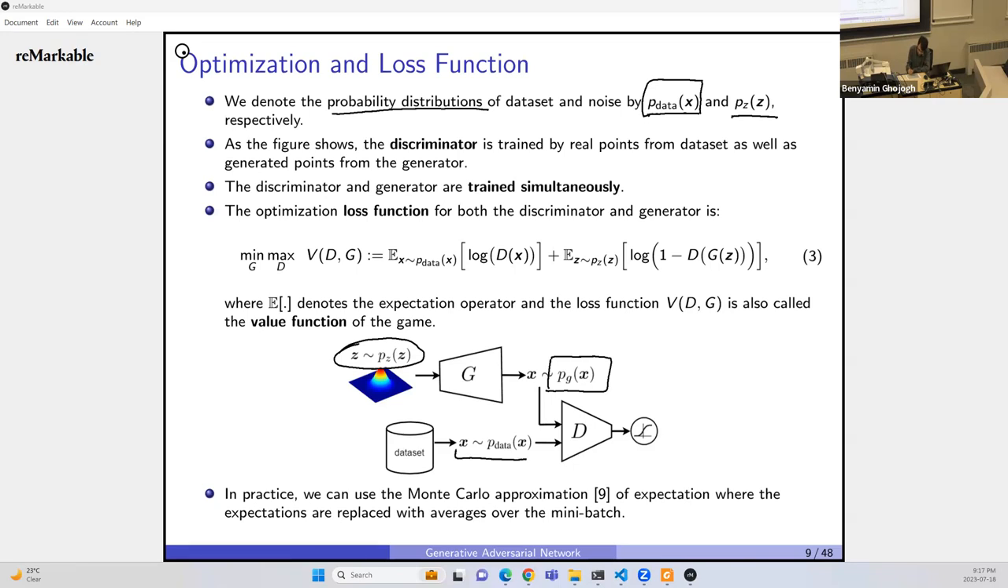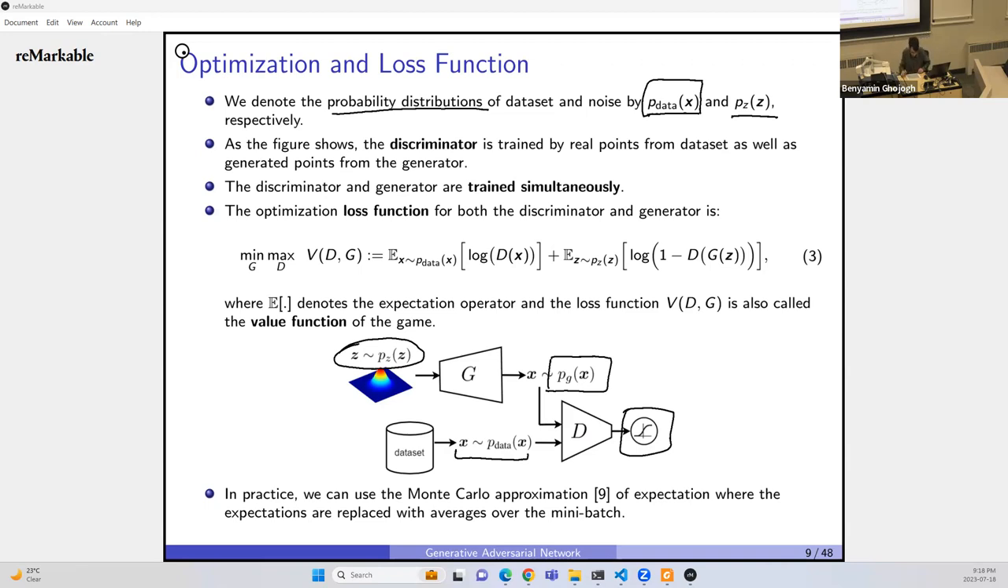And also we have X from P of data, from the data set. We feed these two to the discriminator. It should decide whether the X as input is fake or real. The discriminator is a binary classifier with a sigmoid activation function.